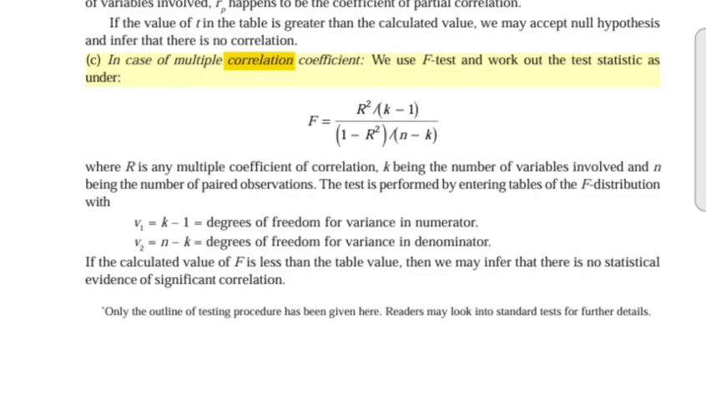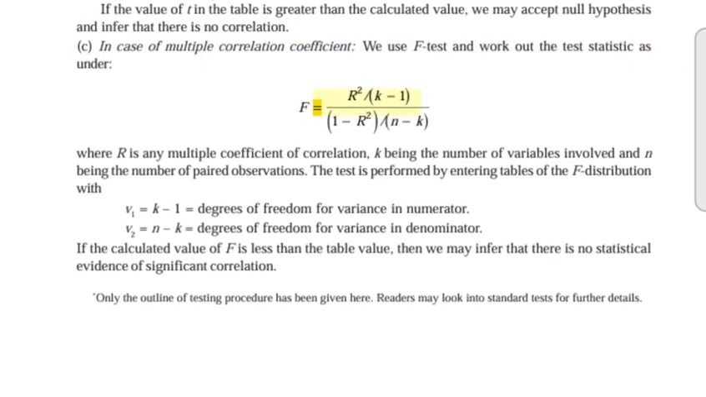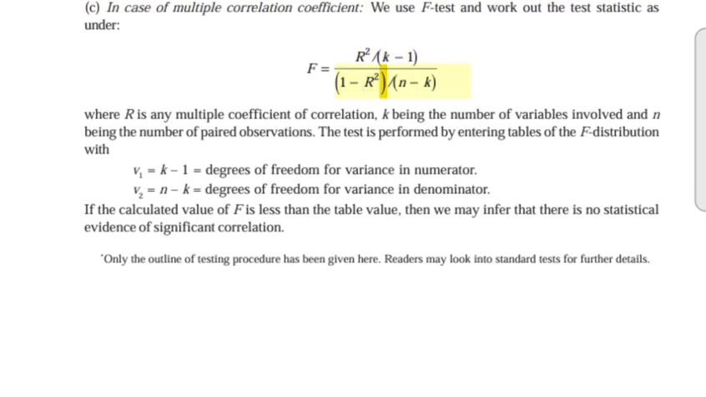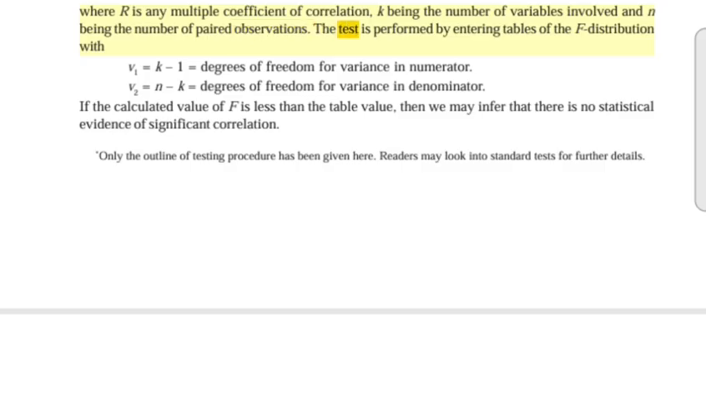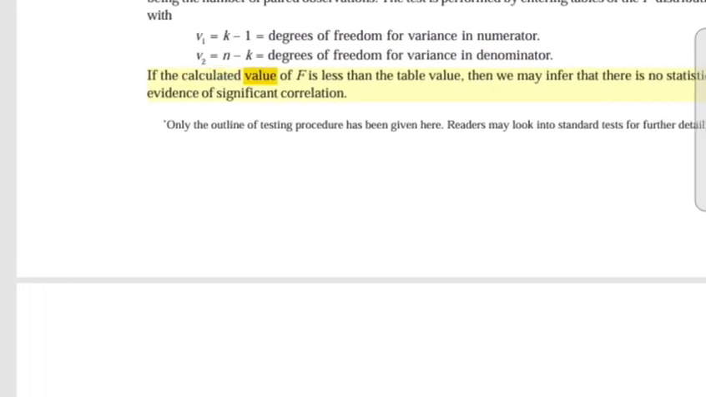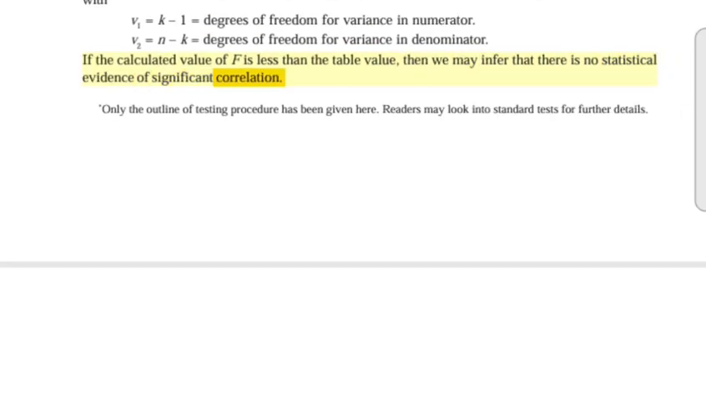C. In case of multiple correlation coefficient, we use F-test and work out the test statistic as under, F equals (R squared divided by (k minus 1)) divided by ((1 minus R squared) divided by (n minus k)), where R is any multiple coefficient of correlation, k being the number of variables involved and n being the number of paired observations. The test is performed by entering tables of the F distribution with v1 equals k minus 1 degrees of freedom for variance in numerator, v2 equals n minus k degrees of freedom for variance in denominator. If the calculated value of F is less than the table value, then we may infer that there is no statistical evidence of significant correlation.